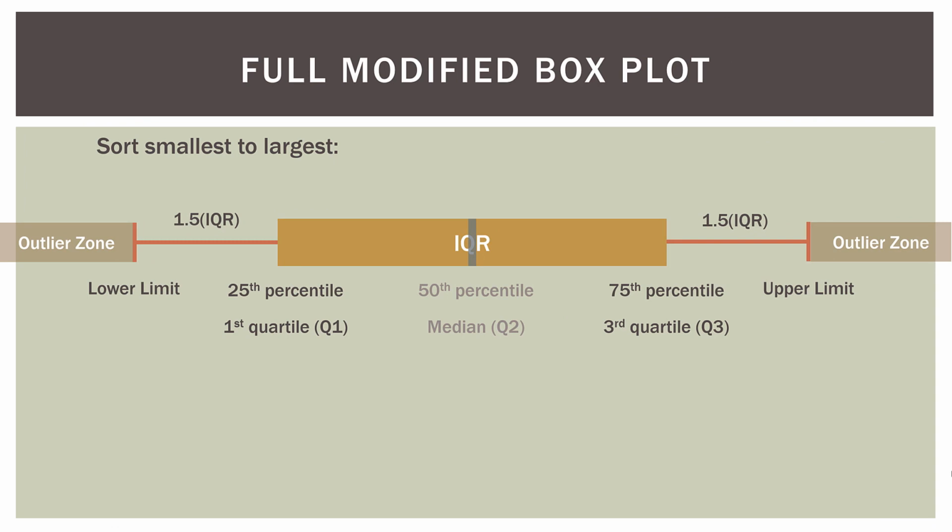So this is a graphic of a full modified box plot. We put everything together from the previous slides. Now this is called a modified box plot versus a traditional box plot, which we'll talk about in the very last slide of the video. So we have our IQR there in the middle. That's the middle 50% of our data. We have our lower limit and upper limit, which theoretically is 1.5 times the IQR. And then anything beyond those boundaries is considered an outlier.